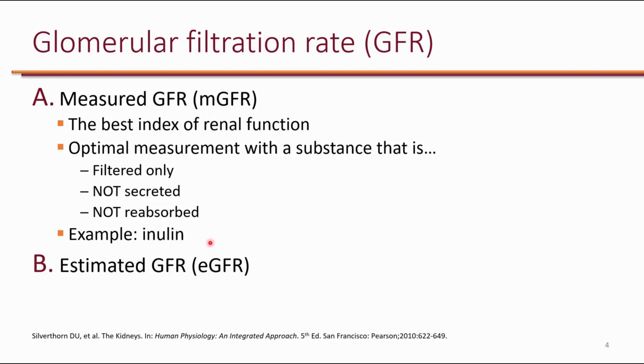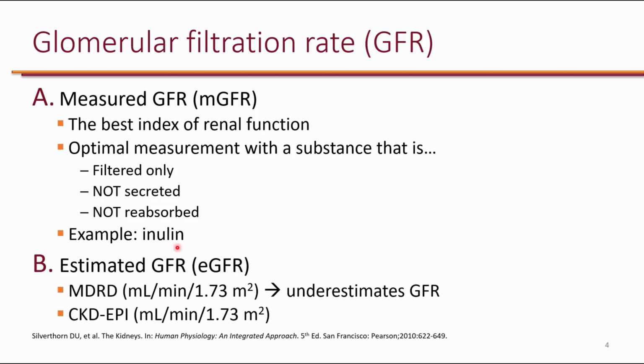Inulin is a substance that's clinically available and is used primarily by nephrologists, but it's not routinely used in clinical practice because it's expensive and it's not readily available outside of nephrology. Therefore, oftentimes we have to estimate GFR, and there are equations that we can use, including MDRD and CKD-EPI. These equations are validated in patients with CKD specifically, and MDRD tends to underestimate GFR in general. So CKD-EPI happens to be a more accurate equation compared to MDRD.